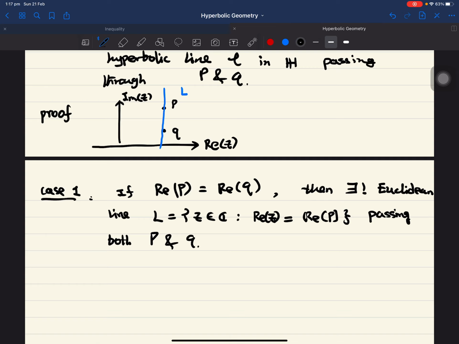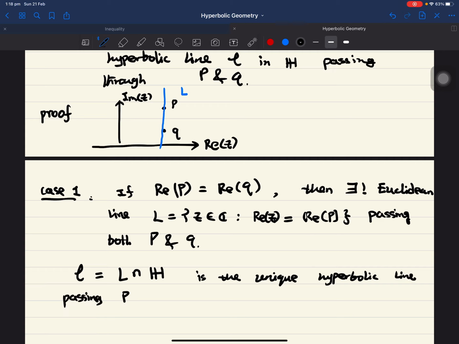Then L, that is capital L intersected with the hyperbolic plane, is the unique hyperbolic line passing through P and Q.